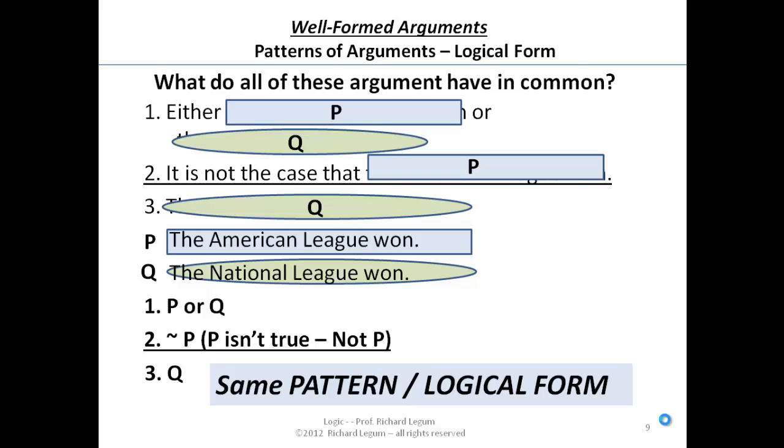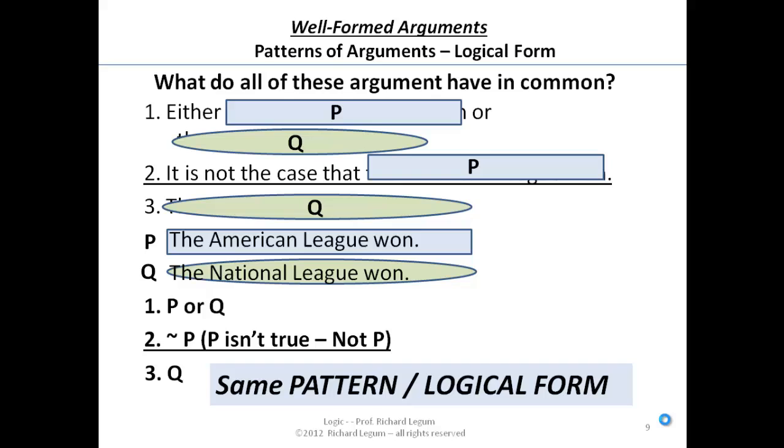And the thing that we notice is any argument that's of this form, either the first thing or the second thing, it's not the case the first thing, therefore the second thing, any argument that follows that pattern is valid. That is, the logic is good. It's a good deductive inference. Does that mean that the argument is good? What's your answer? This is a test again.